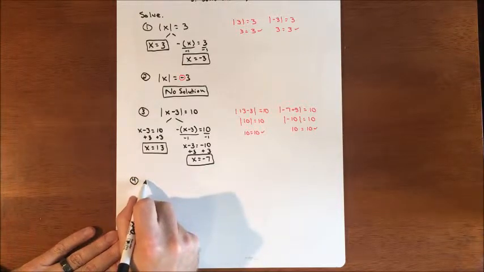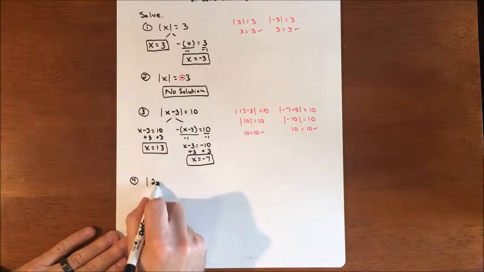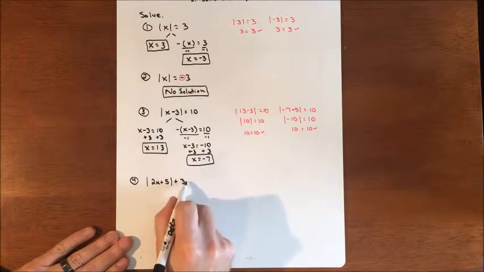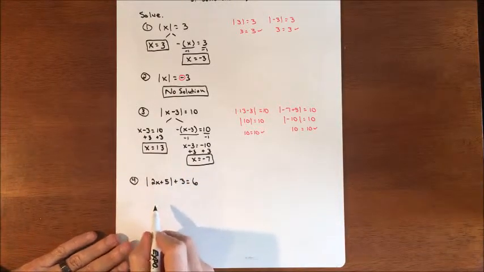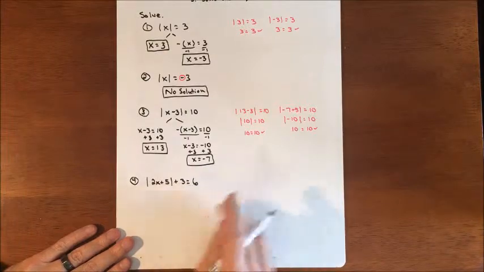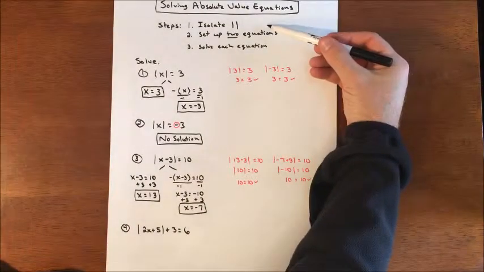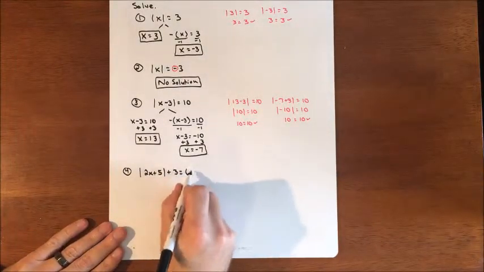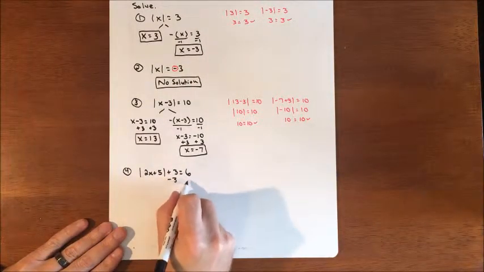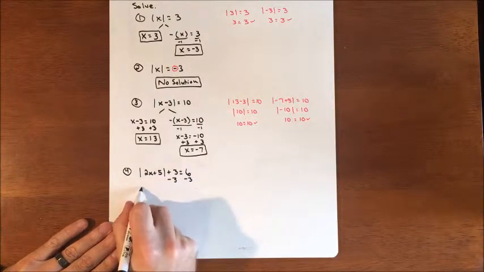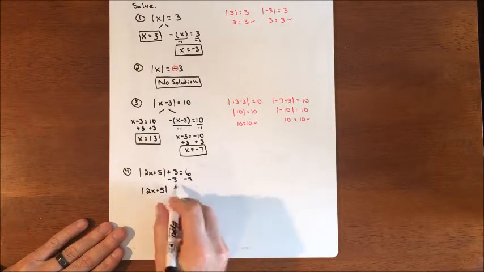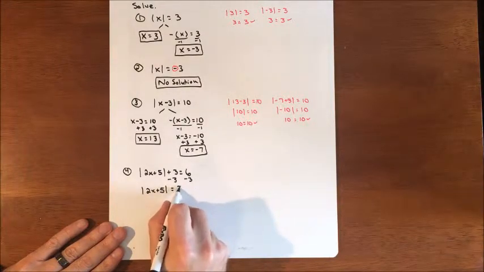So the absolute value of 2x plus 5, plus 3, equals 6. So first thing, do we have the absolute value isolated? No, we do not. That plus 3 needs to shift over to the other side. So we will subtract 3 from both sides. So that'll leave us with the absolute value of 2x plus 5 is going to equal 3.